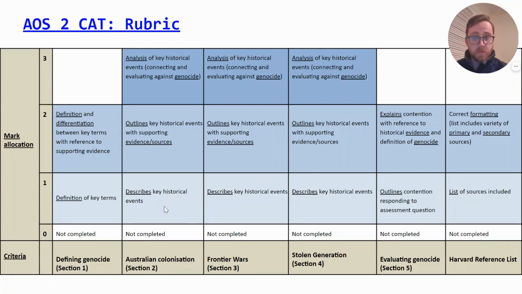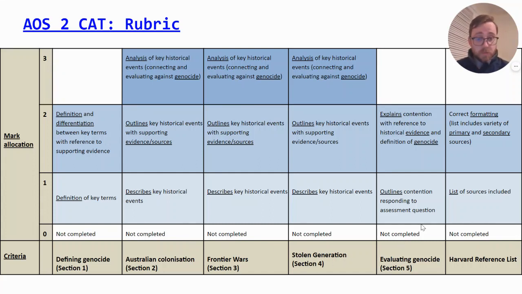So do I describe history? Do I outline history with supporting evidence? So bad stuff happened, and here are the details of that. And then the final one, analysis. Analysis is a fancy word, which is really, it's about explaining and evaluating what happened. So this is what happened, number 2, 2 marks. This is what happened, here's why it happens, and here's why it was important, 3 marks here. So connecting history to genocide, to the 10 stages of genocide, to the Genocide Convention. So you do that for sections 2, 3, and 4.